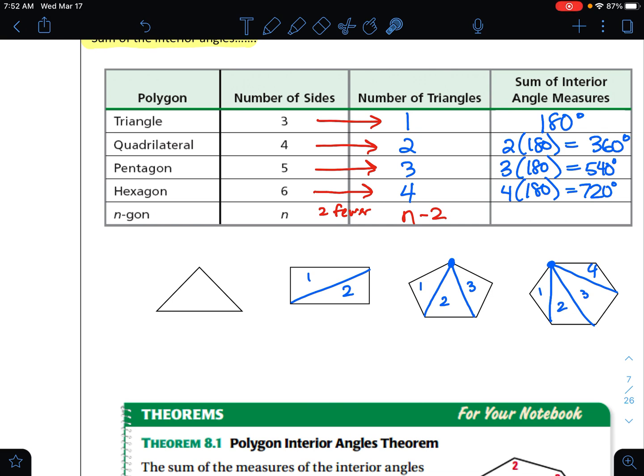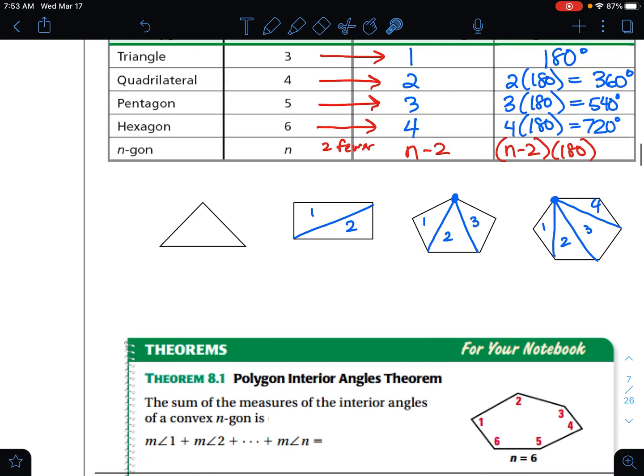Okay? So notice what I did over here. I did the number of triangles times 180, number of triangles times 180, number of triangles times 180. Okay, well, let's keep going. I'm now saying that the number of triangles of any polygon is the number of sides minus 2 times 180. So if I had a 15-sided shape, I could take 15 minus 2, which is 13, times 180. That would give me the interior angle sum. Okay, so you can always fall back on, well, how many triangles are there? I think there's 2 fewer. Then I can multiply that by 180.